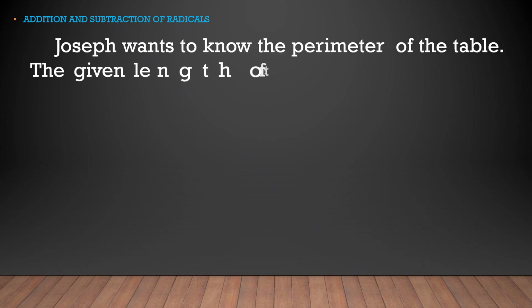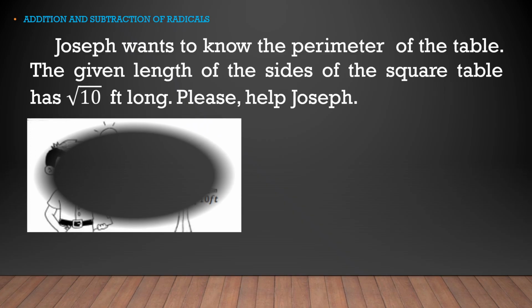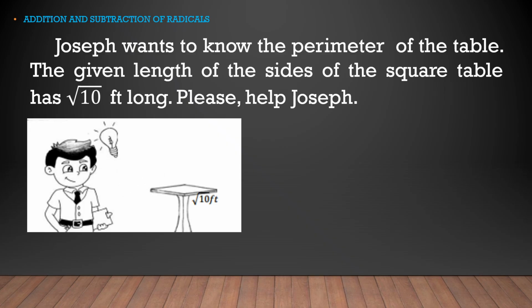Okay, let's do a problem solving. So let us read, guys. Everybody. Joseph wants to know the perimeter of the table. This is Joseph. The given length of the side of the square is square root of 10. So this is square root of 10 feet long. So let us help Joseph to get the perimeter.